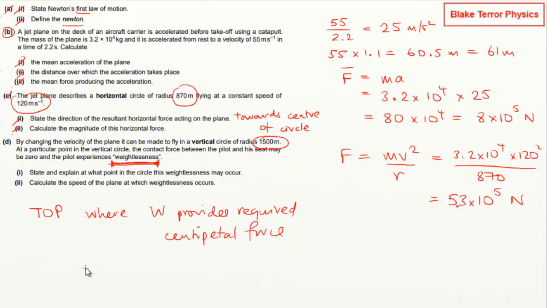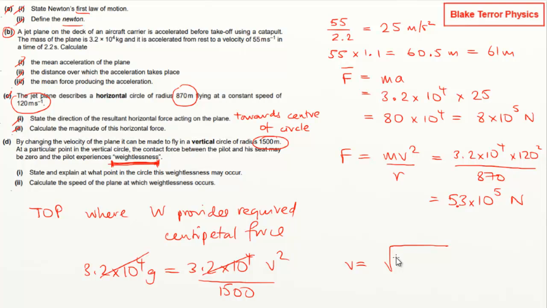So the weight of the plane, where are we? 3.2 times 10 to the 4 g. That will have to be equal to our mv squared over r. So that would be equal to 3.2 times 10 to the 4, so you can see how these are all going to cancel out, times v squared. That's what we're trying to work out, over, so what was the radius? 1500 meters. So we can cancel those. So v is going to be the square root of 1500 g.